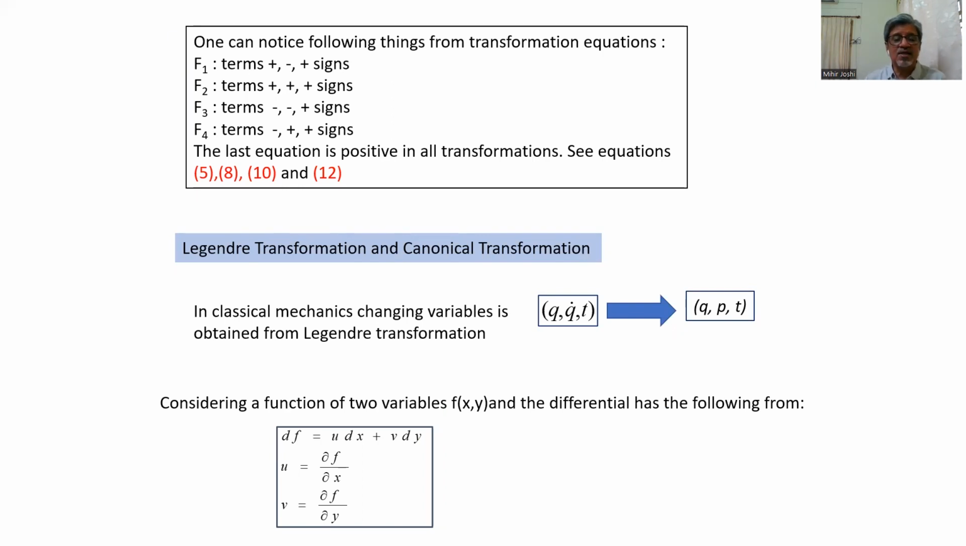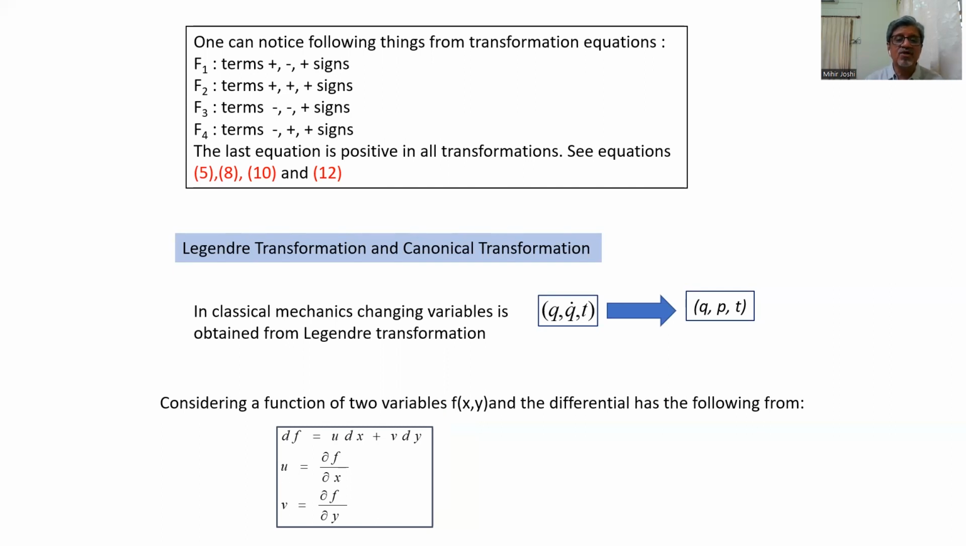Now we come to another important part, known as the Legendre transformation in canonical transformation. In classical mechanics, the change of variables is obtained from the Legendre transformation. So the transformation from q, q dot, t to q, p, t is obtained through the Legendre transformation. Now, what is the Legendre transformation? This is a transformation which is commonly observed in mathematics.